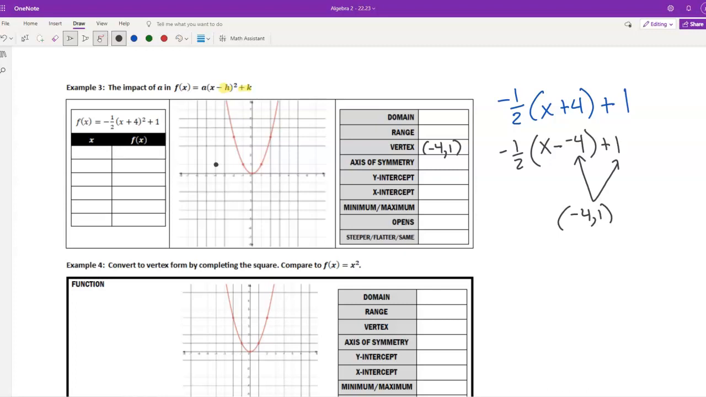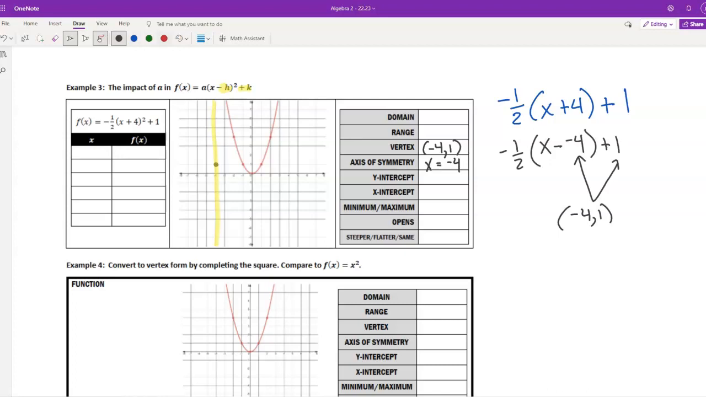Other things that I can tell: if my vertex is negative 4, 1, I know that my axis of symmetry is going to be negative 4. That was horrible. Let's make that a straight line. There we go. So my axis of symmetry is x equals negative 4. So I've got that part.